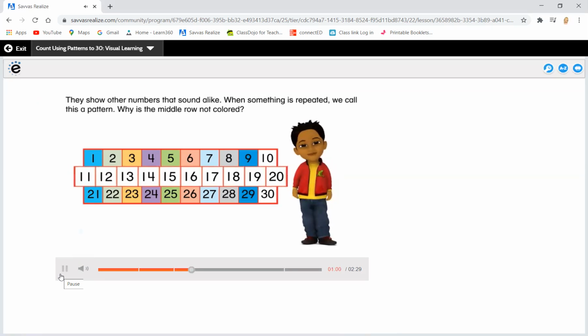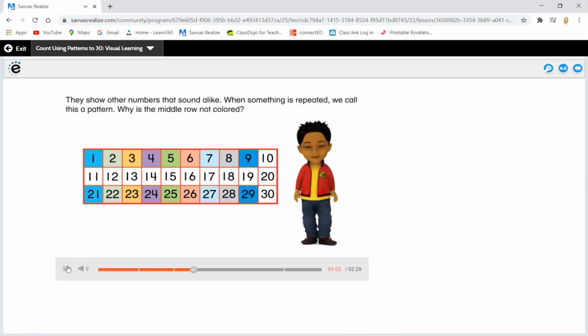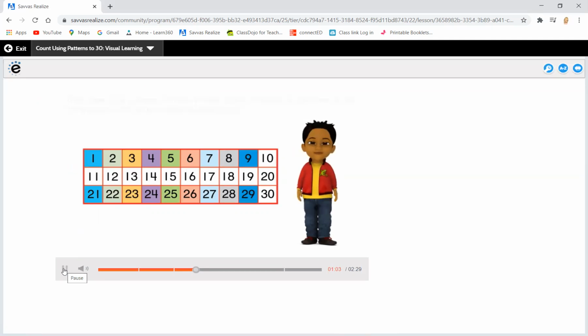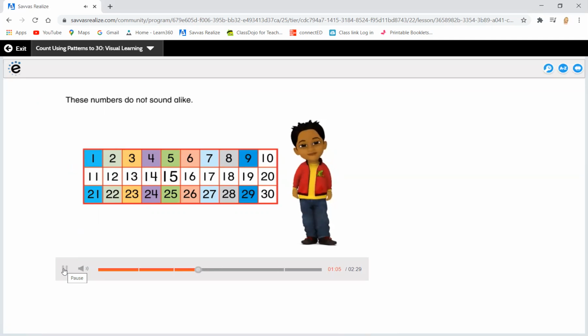Why is the middle row not colored? Turn to your adult and tell them, why is it not colored? Think about what we just said. It was 1 and 21. When we say 1 and 11, are we saying that 1? Or how about 2 and 12? Are we saying that too? Like when we say 2 and 22? These numbers do not sound alike.